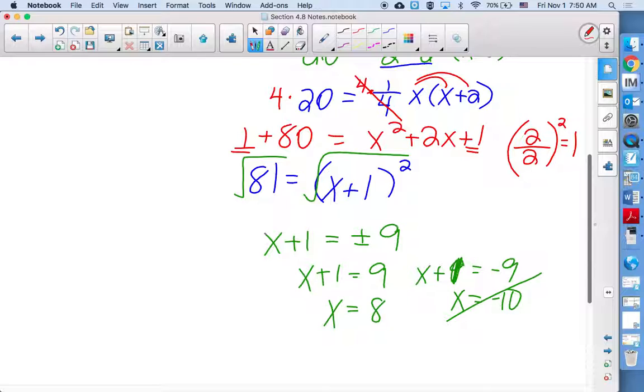So if you could make sure your name is on your homework. Pass that forward, please.